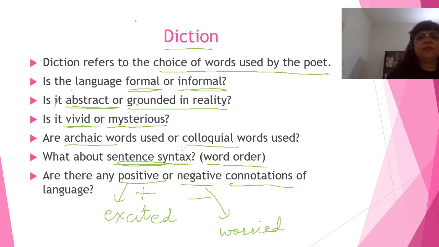When I said connotations, what did I mean? By connotation, I meant what kind of meaning is conveyed beyond the natural, normal meaning. So if I say, I am thrilled about something, it's positive. But if I say, I am anxious or I'm worried, it's a negative connotation of the language. Please write it down.